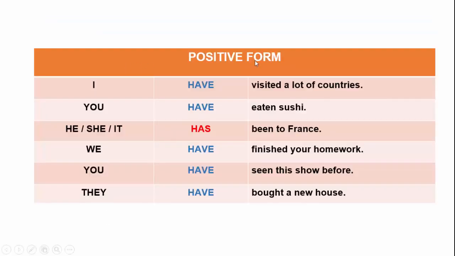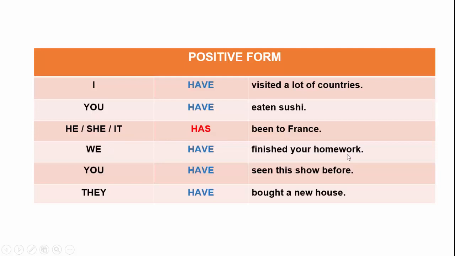Let's look at the positive form. With the subjects I, you, we, and they, we use the auxiliary verb have. But when the subject is he, she, or it, we have to use has. Let's look at the examples. I have visited a lot of countries. You have eaten sushi. He, she, or it has been to France.